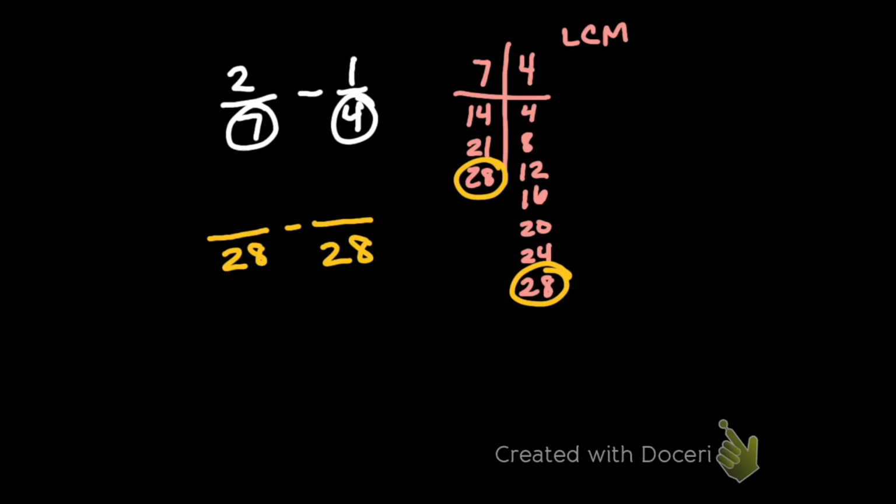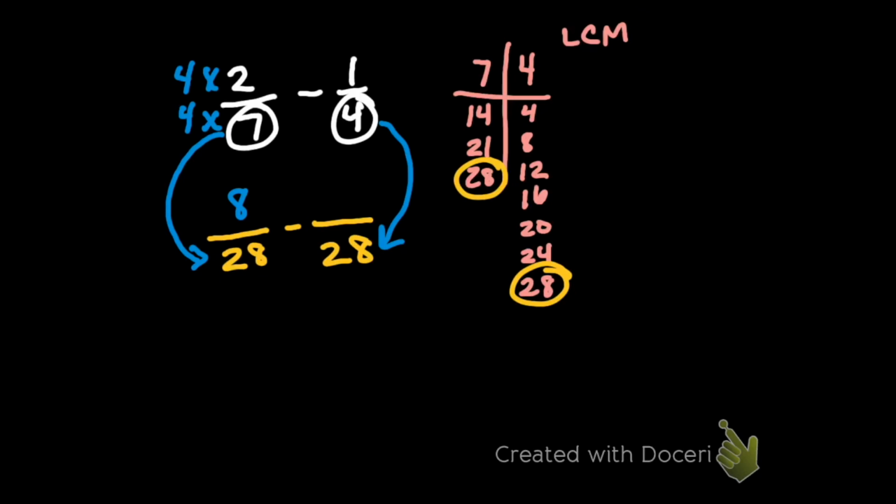Hopefully in your mind, you're already asking yourself that step that is so important. If I renamed my denominator, how am I renaming my numerator? So 7 times 4 is 28. And because 2/7 is an entire fraction, that numerator also needs to be multiplied by 4. So 2 times 4 is 8.